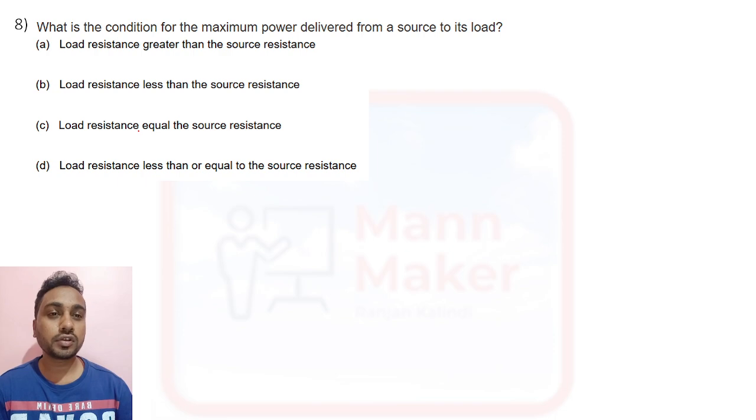What is the condition for the maximum power delivered from a source to its load?